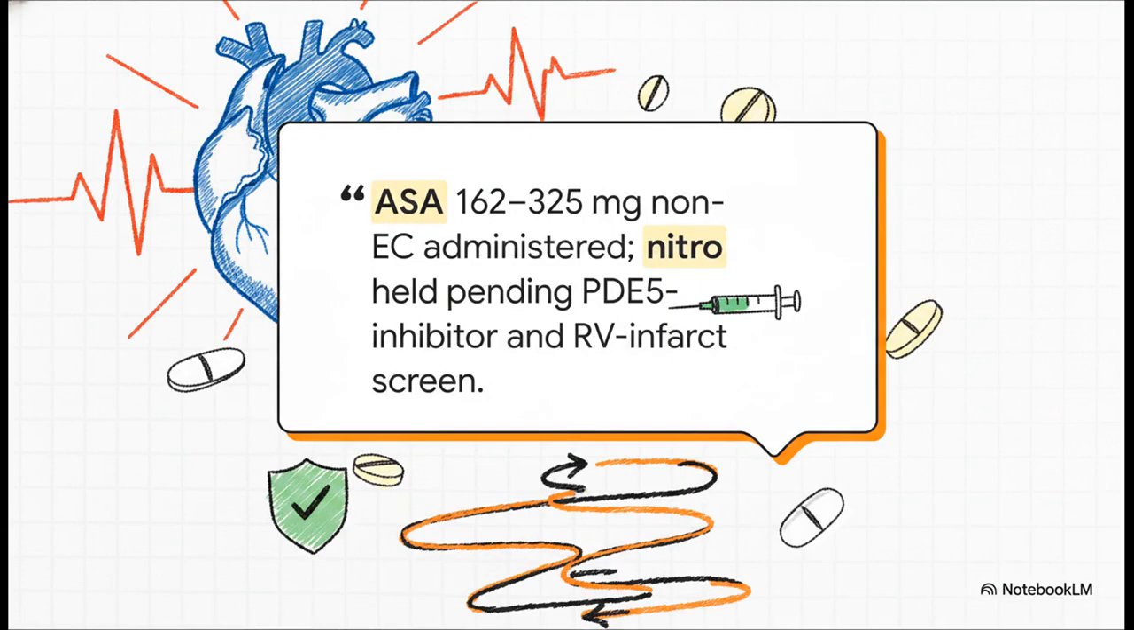I love this next part because it's so practical. To prove you're actively avoiding the minefield, you can drop this literal phrasing right into your clinical documentation. ASA 162 to 325 milligrams non-enteric coated administered. Nitro held pending PDE5 inhibitor and RV infarct screen. Recommend oral metoprolol deferred until heart failure excluded. That phrasing perfectly proves you are following the modernized safety-first sequence. You're not just treating blindly.